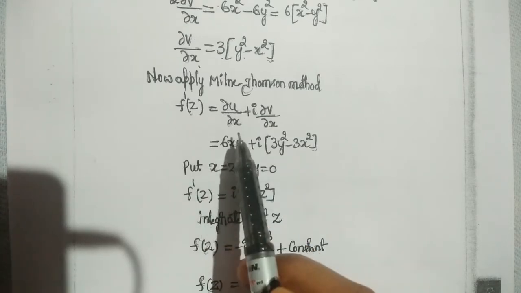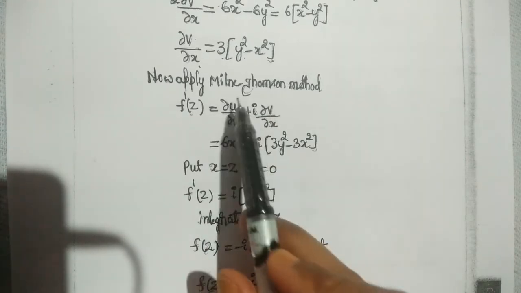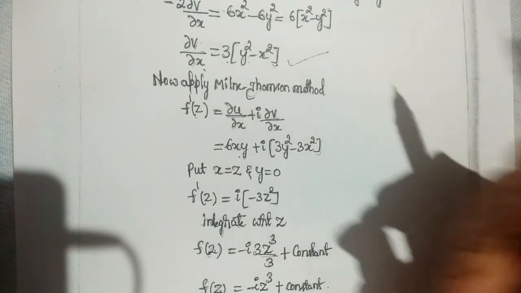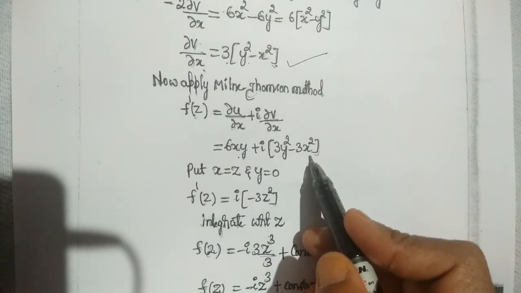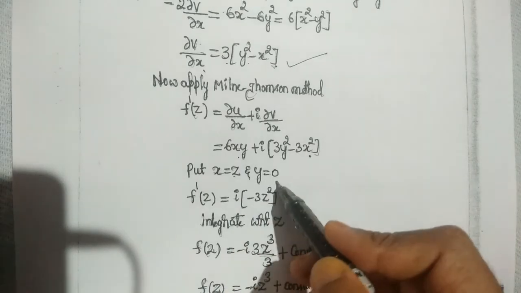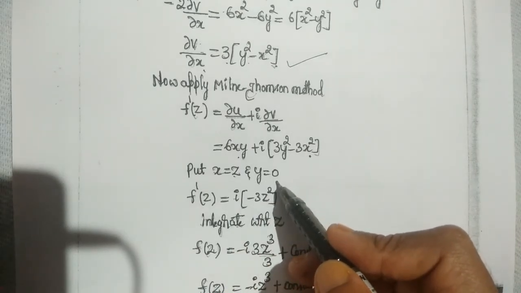Now apply the Milne-Thomson method. What is f dash of z? Dou u by dou x plus i into dou v by dou x. Dou u by dou x is 6xy, plus i into dou v by dou x, which is 3 times y square minus x square, that is 3y square minus 3x square. Put x equal to z and y equal to 0. That is the next step of the Milne-Thomson method.